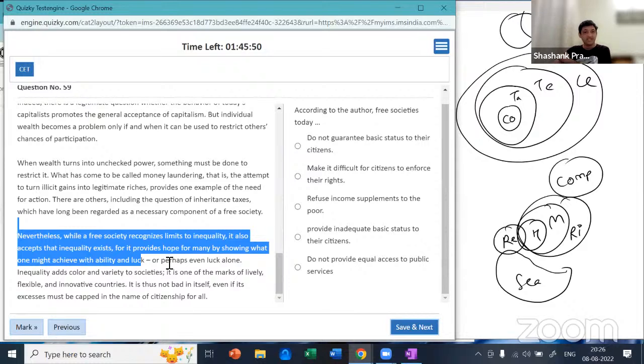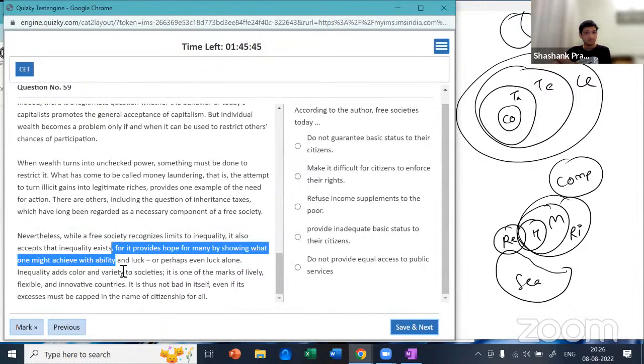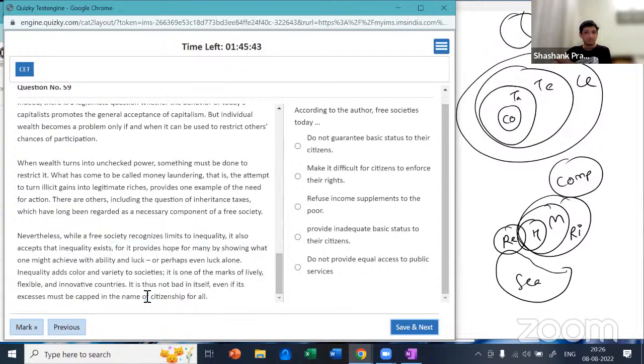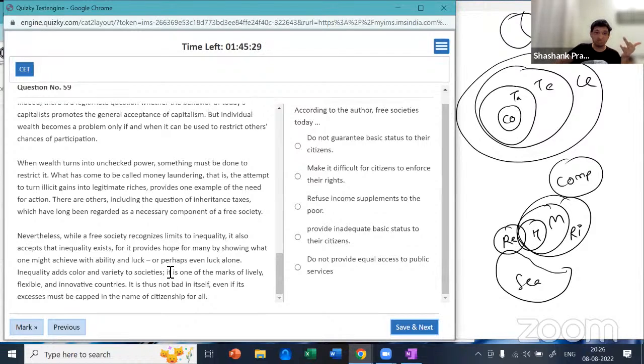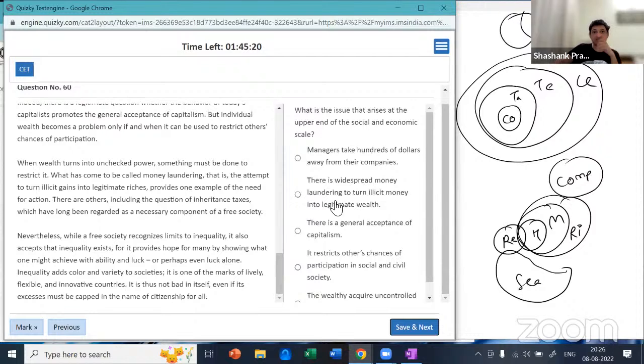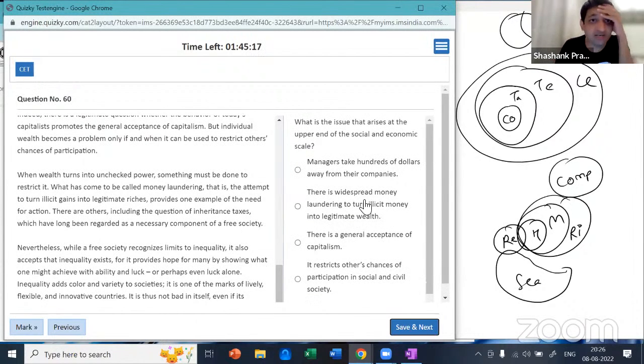Okay. While a free society recognizes limits to inequality, it also accepts that inequality exists. Do not guarantee basic status to their citizens. Makes it difficult, should not be the case. Inadequate basic status should not be the case. Do not provide equal access to public services should not be the case. So refuse income supplements to the poor, not. So maybe one, I don't know, seems counterintuitive. Okay, let's see. This doesn't seem to end here.